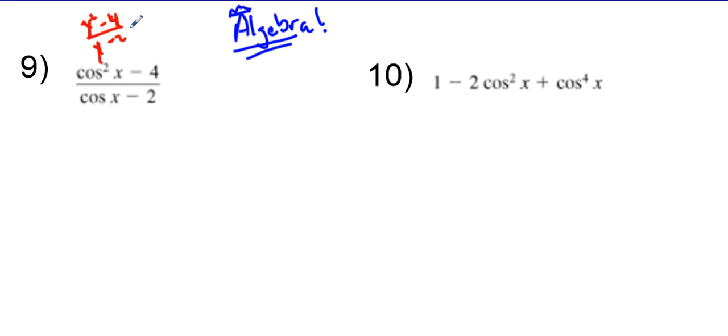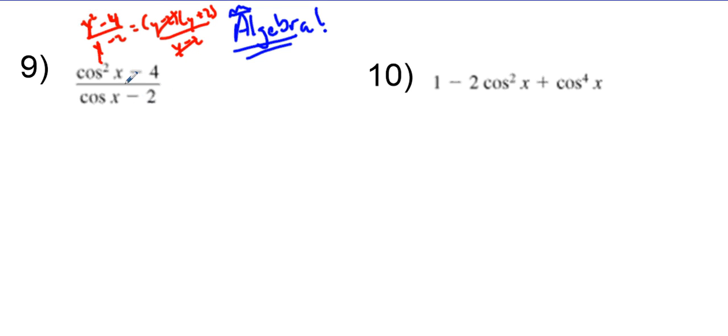Now, what you do in a normal algebra situation is you have a difference of squares. So we're just going to factor that. We would go y minus 2 and y plus 2, and you would realize that these y minus 2's cancel out, and you're left with y plus 2 as your final simplified answer.